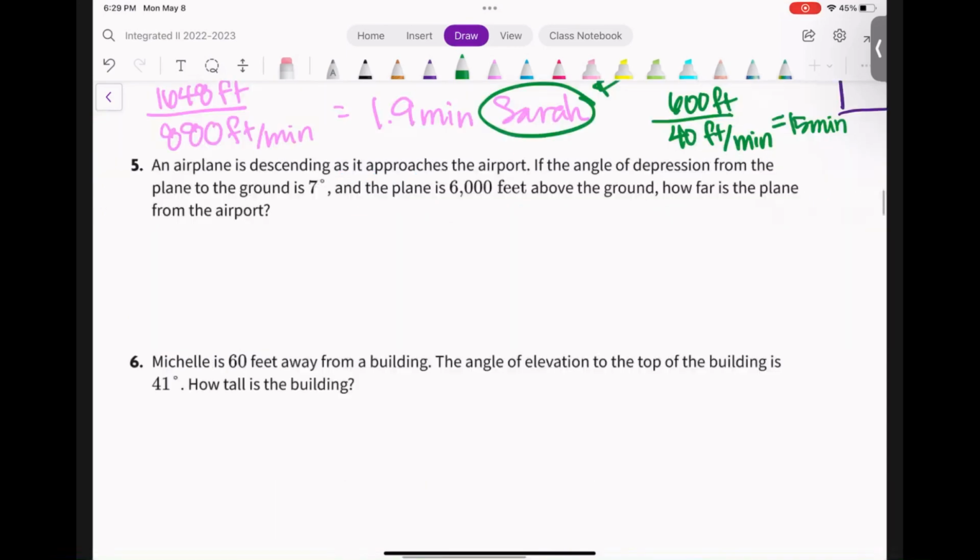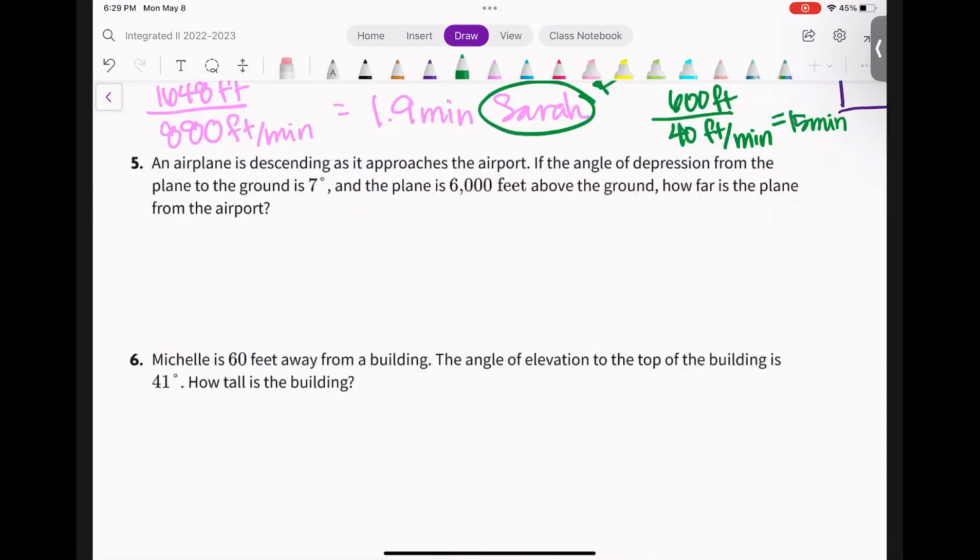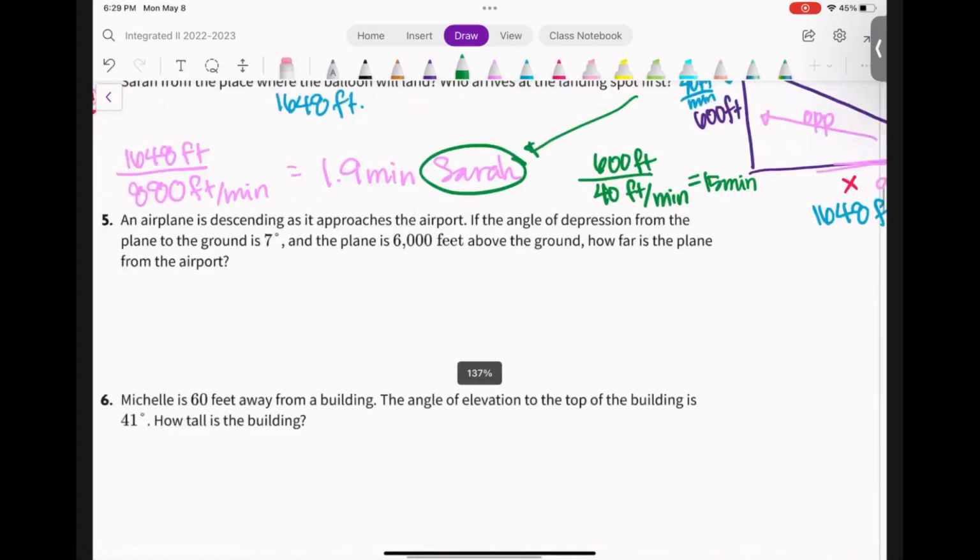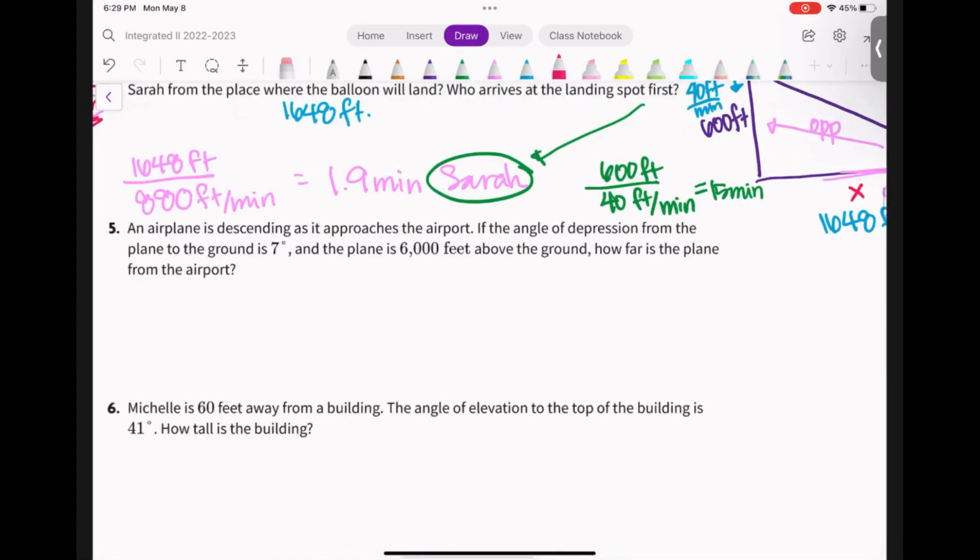Okay, let's do another. It says an airplane is descending as it approaches the airport. If the angle of depression from the plane to the ground is 7 degrees and the plane is 6,000 feet above ground, how far is the plane from the airport? So you should be able to be good on this now in terms of drawing a picture. So go ahead and do this problem and then come back to me and let's check our answers together.